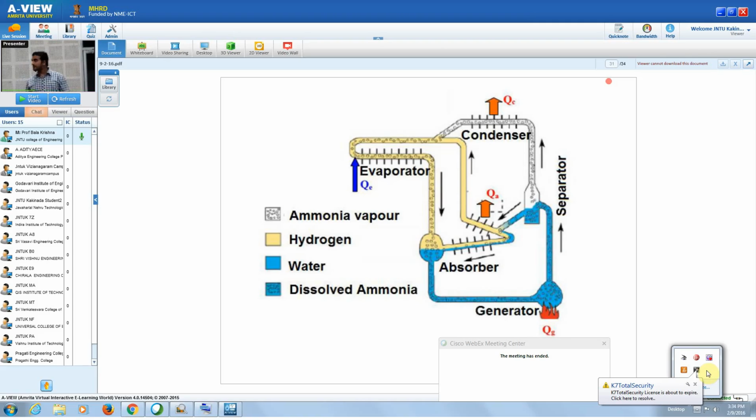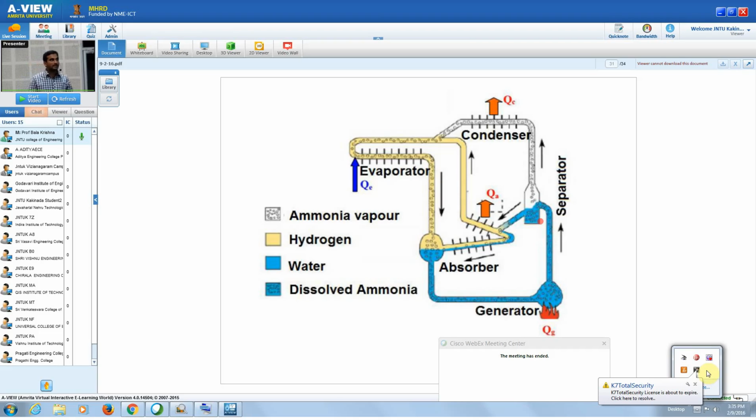So this is a practical arrangement. See here, in the generator you will give some heat as input, and due to this the solution gets evaporated and the bubbles move in the upward direction. These bubbles are nothing but NH3, ammonia bubbles, and while moving upward, they also carry water with them, because the cross section is very small. In the separator, the ammonia bubbles move upward, and due to gravity, the water moves downward. These bubbles go into the condenser, get condensed and go into the evaporator.